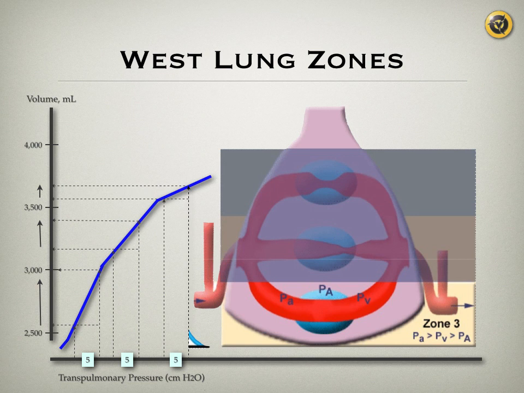Now, in general, those zones will change according to gravity and position. So if you're lying flat, the anterior part of the lung will be zone 1, and the posterior part of the lung, or your back, will be zone 3.